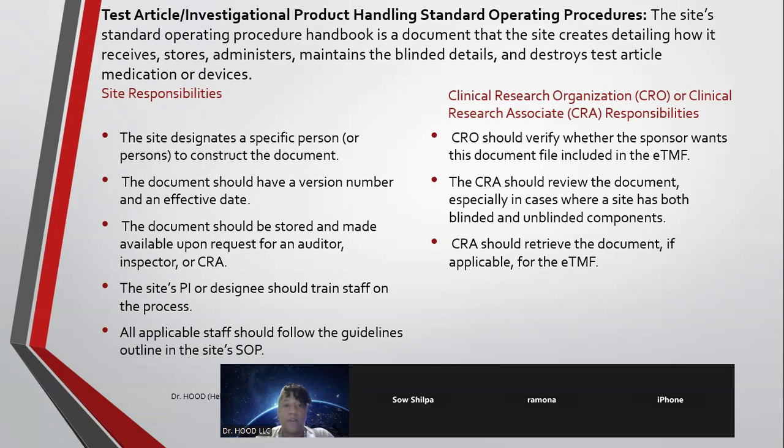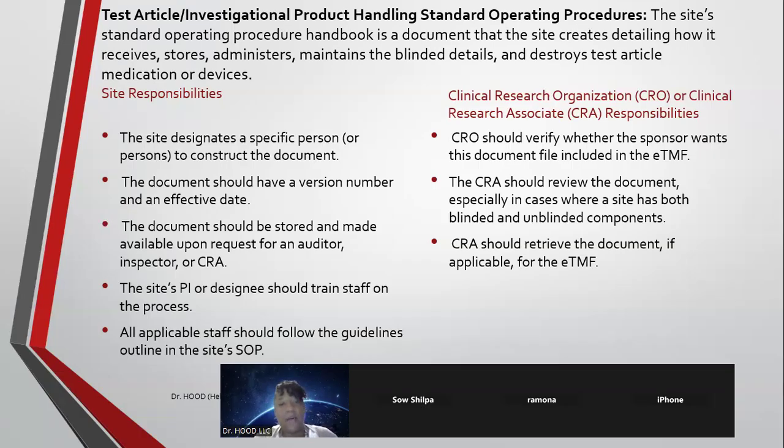The document should have a version number and effective date. So things change. As I mentioned earlier during the introduction, research is always changing. So once they learn a new way or a better way to do something, they can update their SOP. But they need to make sure when they update it, they change the version number and the effective date. The document should be stored and made available upon request for an auditor, inspector, or CRA. So even though it's their document, if we request it to make sure they're following things in the correct way, they should provide it to us.